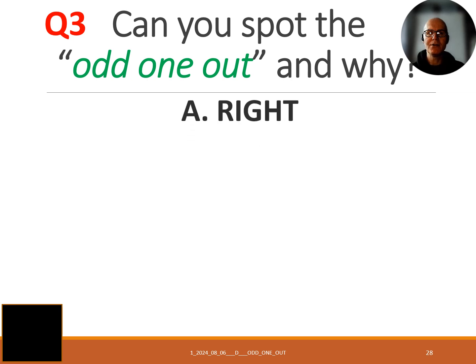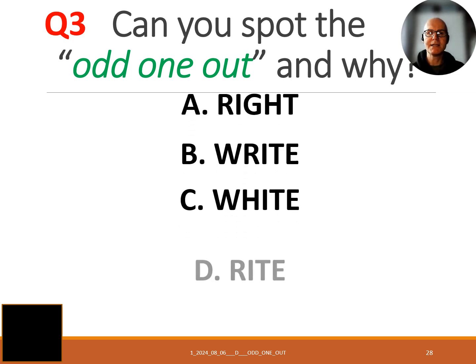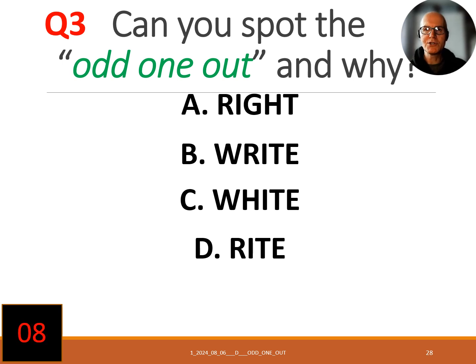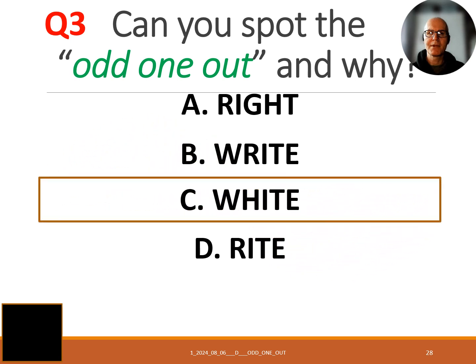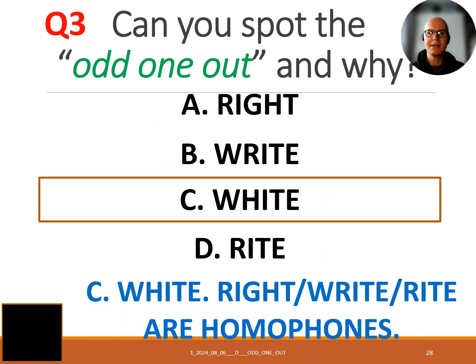Question 3. Right, right, white, and right. What was the odd one out here from these four words and why? So the odd one out was white, because right, right, and right all sound exactly the same. They're homophones. They're spelt differently and they mean different things, but they sound exactly the same. Whereas white obviously does not sound the same.